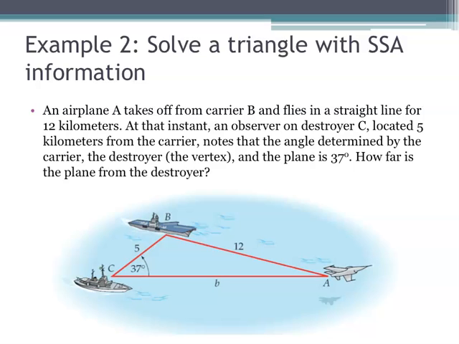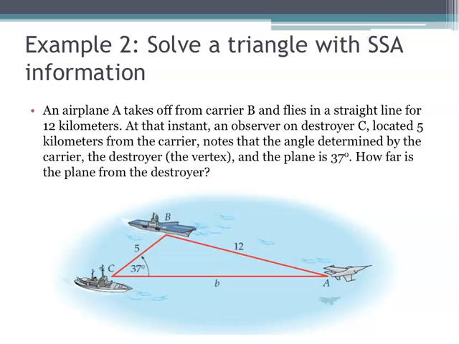Okay, so looking at the information that you have, and everything's labeled into this diagram already, what is it that we need to find? So we need to find how far the plane, which is at A, is from the destroyer. The destroyer is at C. So we're looking for side B here. Normally we would say, if we need side B, then I can do b over sine of B equals 12 over sine of 37, c over sine of C. But here's the problem. We don't have angle B.